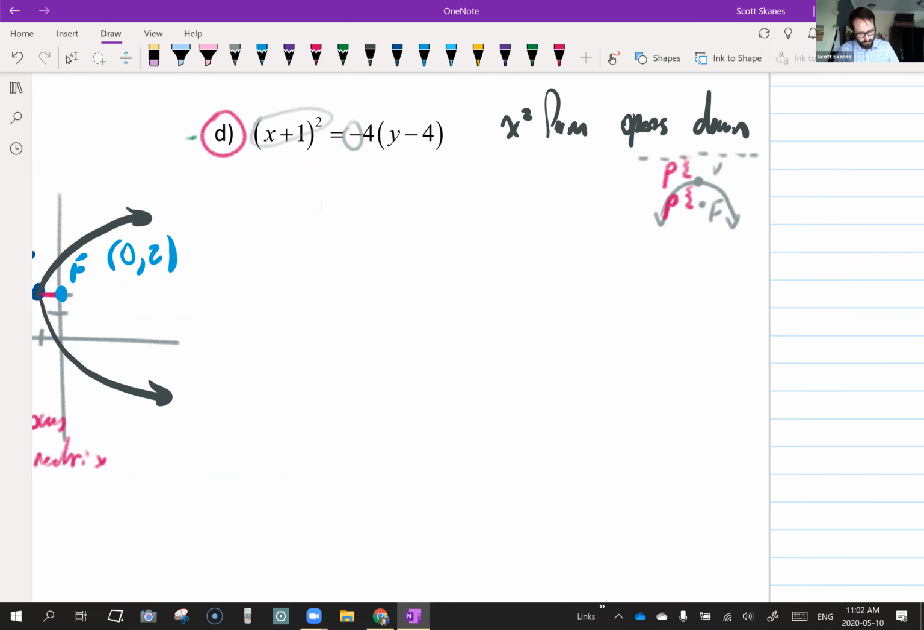And let me keep my colors consistent here. So vertex, oops, sorry. Vertex, steal it from the x and y. Here, x plus 1, so make it -1. This is -4, so make it +4. -1 and 4. Good job, Abdul. So that's my vertex. Next thing I'm going to do is get the p-value.